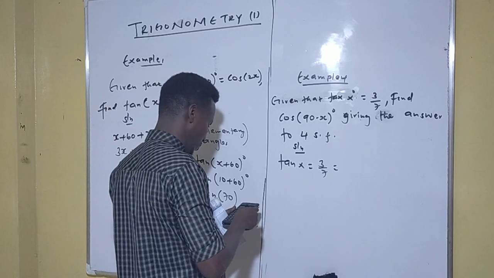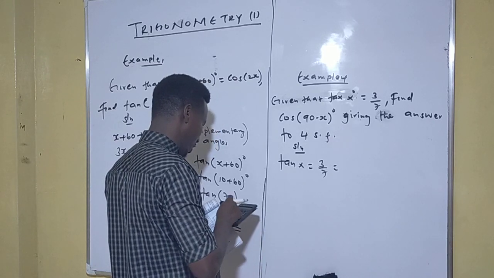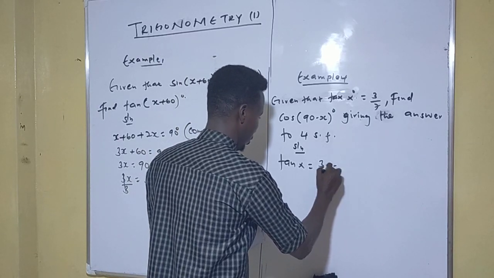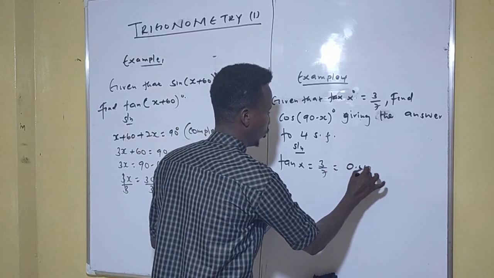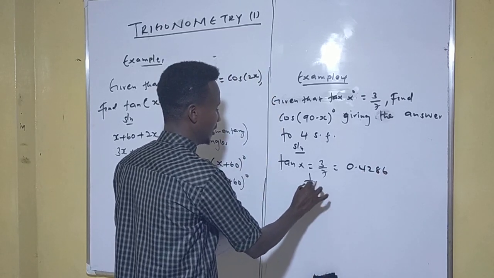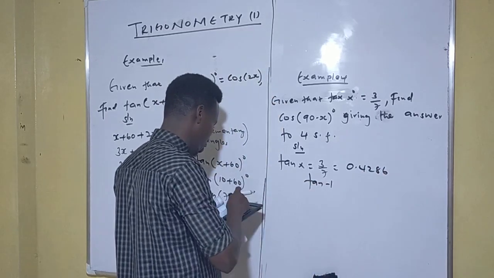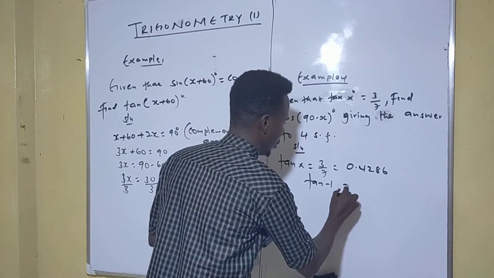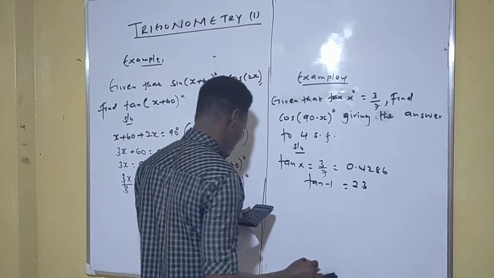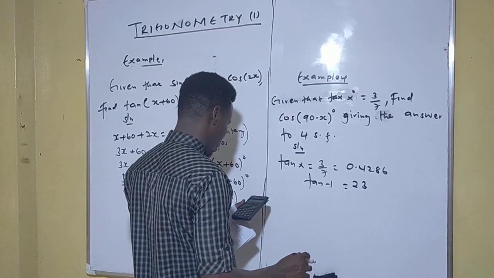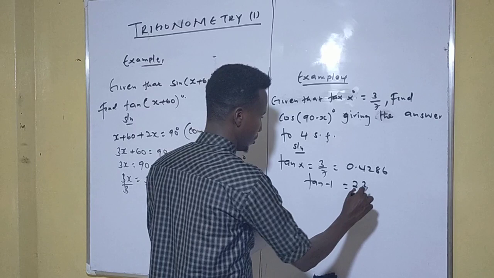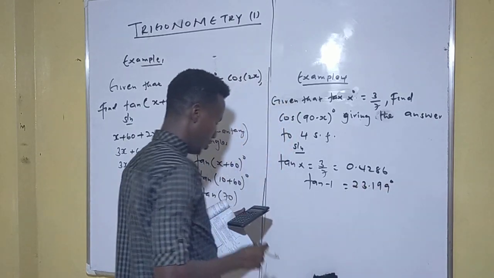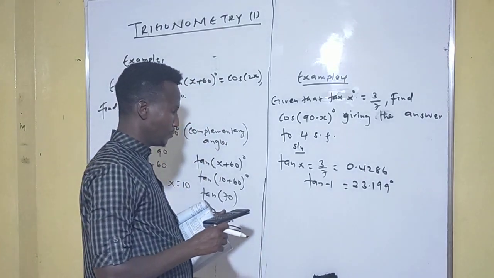Which is equal to 3 divided by 7, which in decimal form is 0.4286. Okay, let me get tan inverse. Tan inverse means I'm looking for the angle. Shift tan, the answer is 23.199, okay?